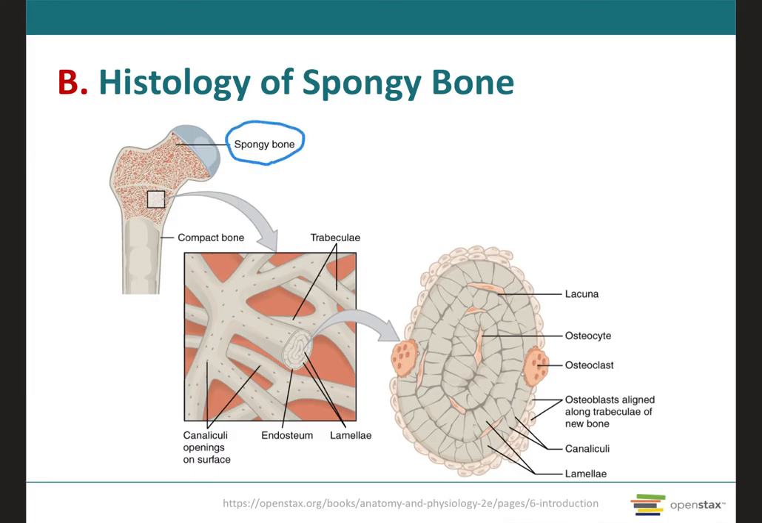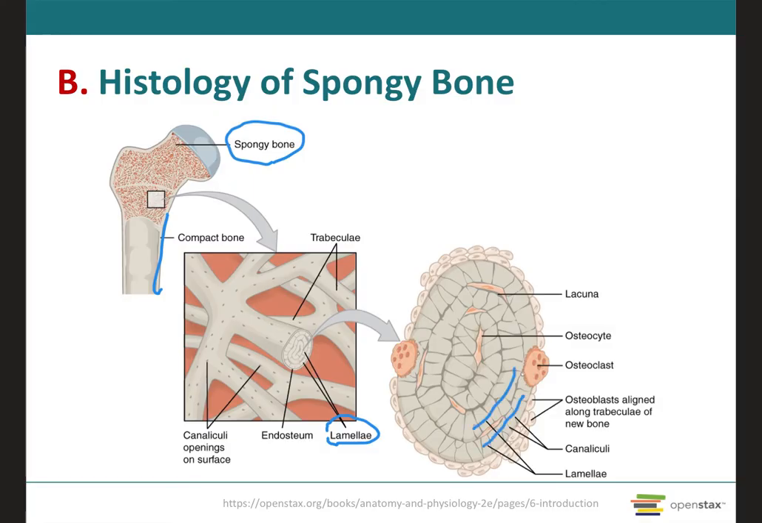In contrast to compact bone tissue, spongy bone tissue, which is also referred to as trabecular or cancellous bone tissue, does not contain osteons. Spongy bone tissue will always be located in the interior of a bone, and it will be protected by a covering of compact bone. Similar to compact bone, it consists of lamellae, but they are arranged in an irregular pattern when compared to compact bone, as we can see from these images.